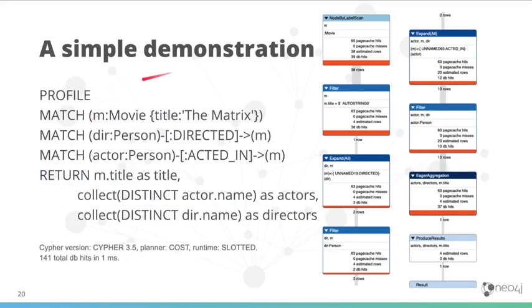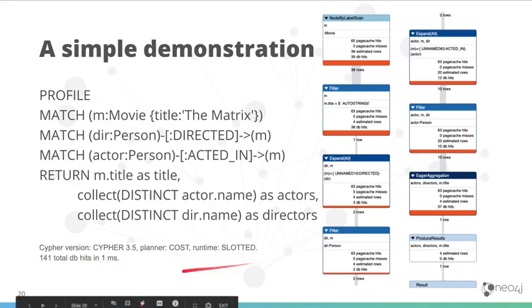Little demonstration here. We're doing a profile. We match to the Matrix movie, we match to the directors of the Matrix movie, and we match to the actors who acted in the Matrix movie. By the way, there are 2 directors here, and there are 5 actors in our graph. This is the movies graph that you can play from the Neo4j browser. What we're getting as a return is the title of the movie, The Matrix, the collection of the distinct actor names, and the collection of the distinct director names. There should be 2 here and 5 actors here. So here's our query plan. 141 DB hits. It's very quick. So we probably don't need to tune, but we want to kind of show the principles here.